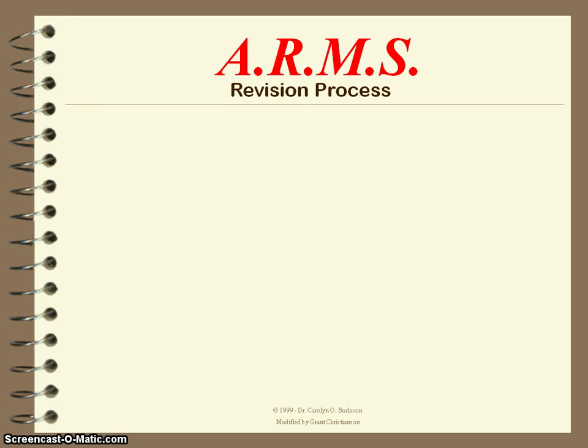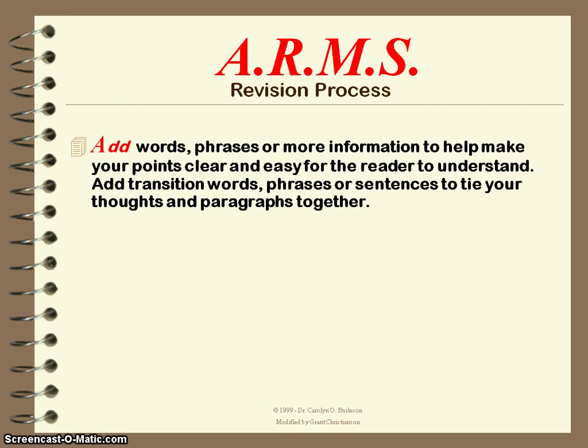A.R.M.S. You might want to put it vertically on your paper, so you can just put A equals, R equals, M equals, so on and so forth. The A, this is where you're going to be adding information. So you can write that down next to the A. A equals adding information. You're going to add words, phrases, more details, more information that makes your points easier and clearer to read and understand. You might have to add some transitions. You might have to add some phrases, whatever the case may be, to make your essay a more polished piece of work.